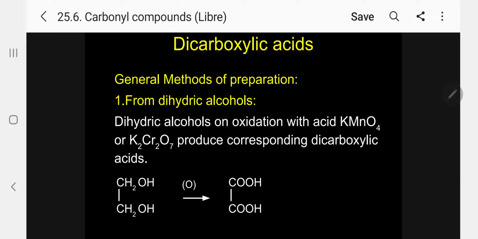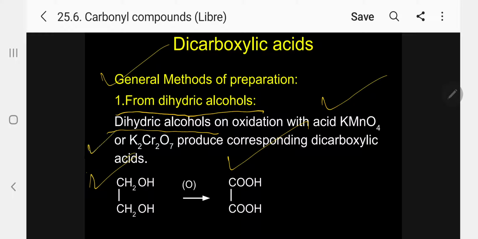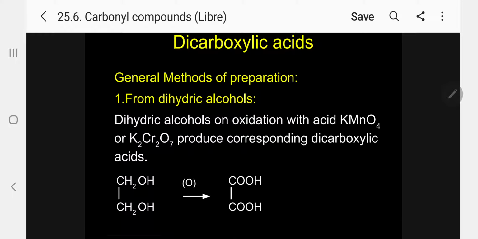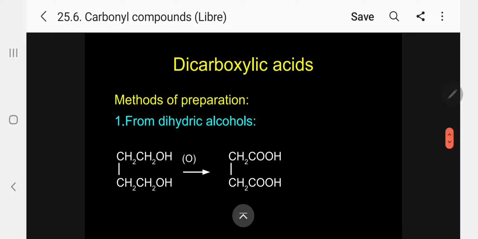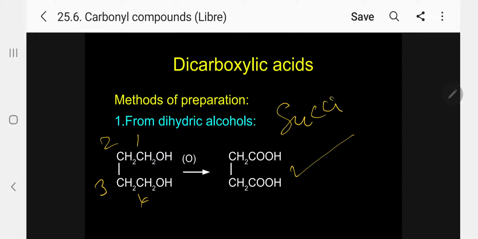Please follow. So general method of preparation, from dihydric alcohol. Suppose I want oxalic acid. Corresponding alcohol I have to take, glycol, ethylene glycol. Dihydric alcohol on oxidation with acid potassium permanganate or acid potassium dichromate produces the corresponding dicarboxylic acid. So ethylene glycol gives oxalic acid. And in the same way, from dihydric alcohol butane-1,4-diol, oxidation produces succinic acid. Kindly follow.